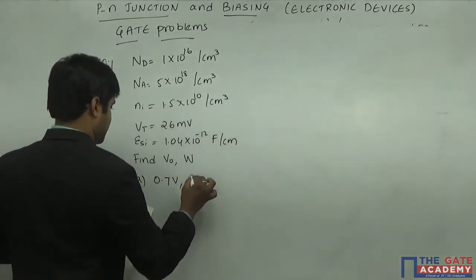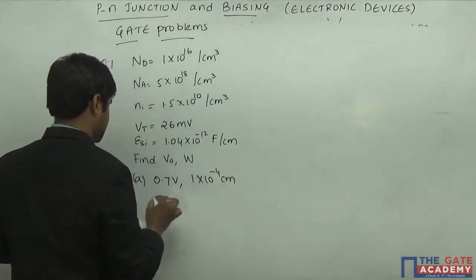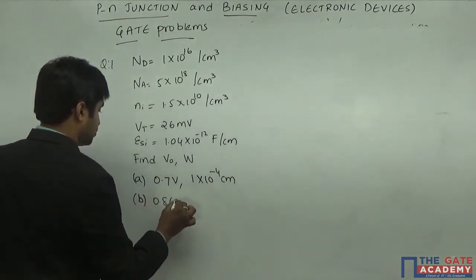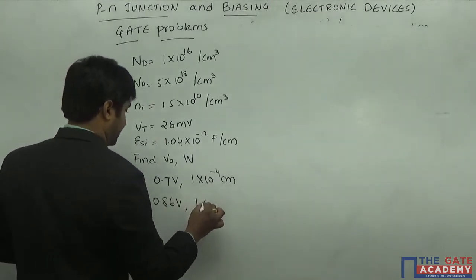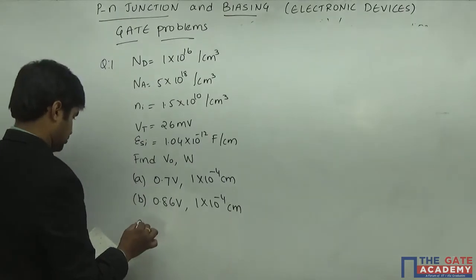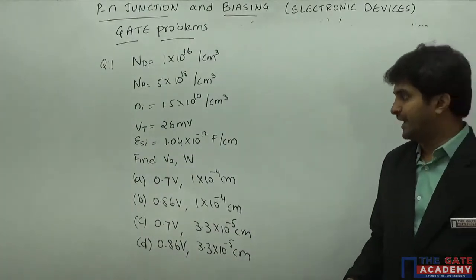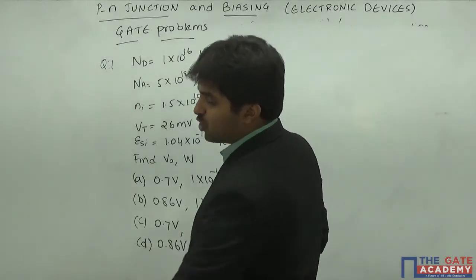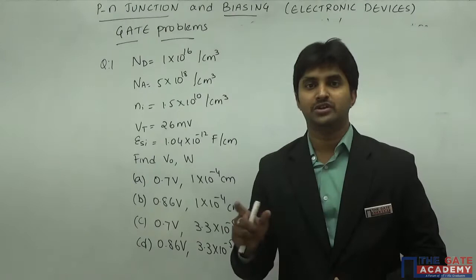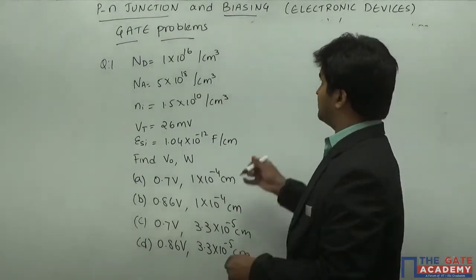0.7 volts, 1 into 10 power minus 4 centimeters, and 0.86 volts, 1 into 10 power minus 4 centimeters. Right? So we have to find the values of the contact potential and the width of the depletion region. You can pause the video and try to solve the problem. Let us look at the solution.